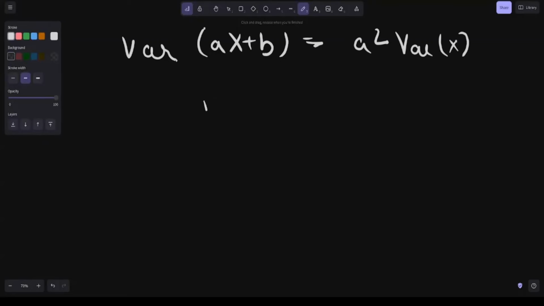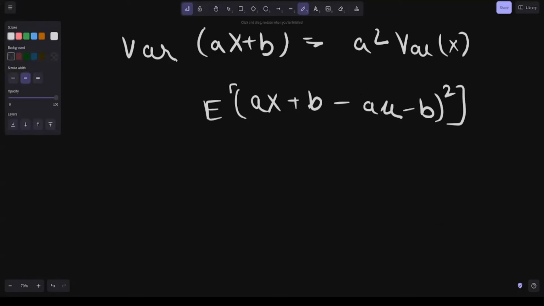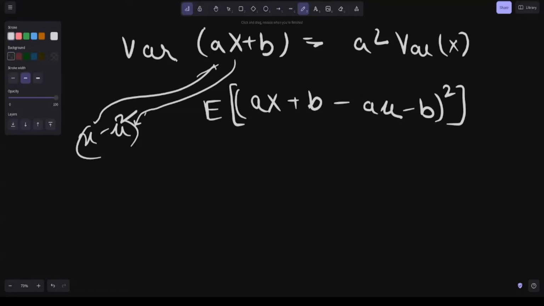Initially just start with E of (aX plus b minus a mu minus b) whole square. So what is the formula? X minus mu whole square. I'm just putting the value of X and I'm putting the value of mu.